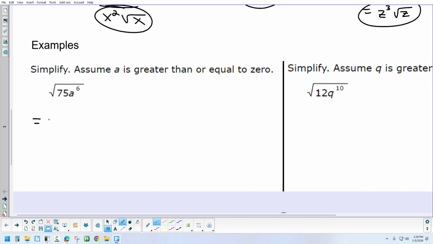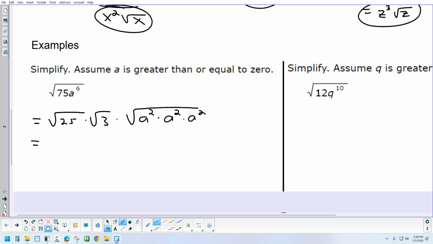Yep, we can break that up into a 25 and a 3. So that's the number part of the problem. Now let's do the letter. A to the 6th. How can we write a to the 6th with as many powers of 2 as possible? We can do an a to the 2nd, another a to the 2nd, and another a to the 2nd. All right. So now we'll simplify each one and see what we get.